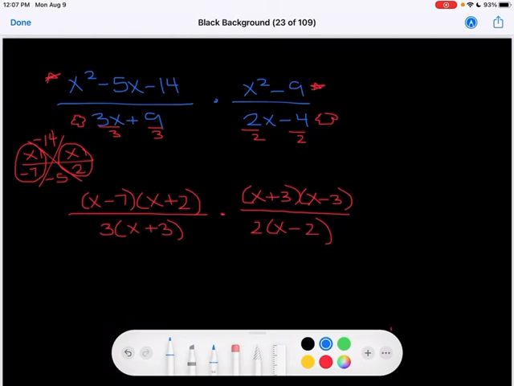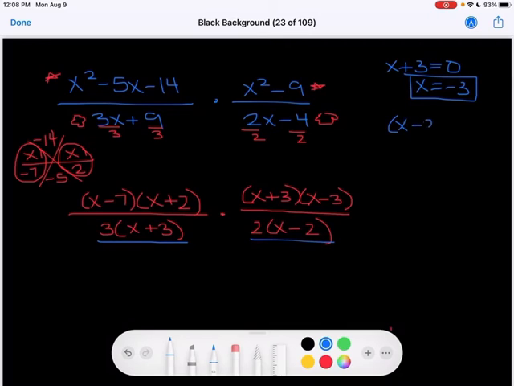Now I need to check for excluded values by setting any variable factor equal to zero, as long as it's in the denominator. So I need to set that x plus 3 equal to 0, which is going to be x equals negative 3. That's one of my excluded values. And I need to do the x minus 2 equal to 0. So that's going to give me positive 2 for another excluded value. Again, only set the factors in the denominator that have a variable in them equal to 0. That's all you have to worry about.